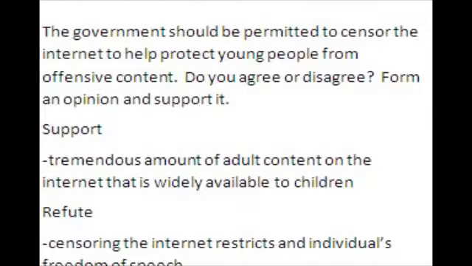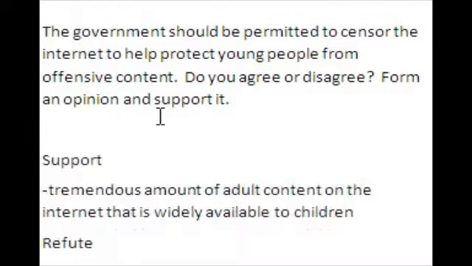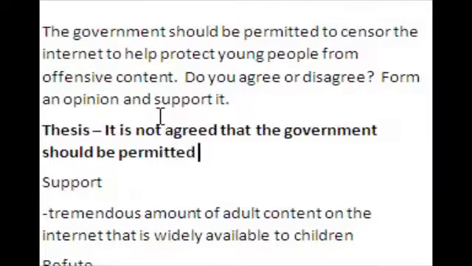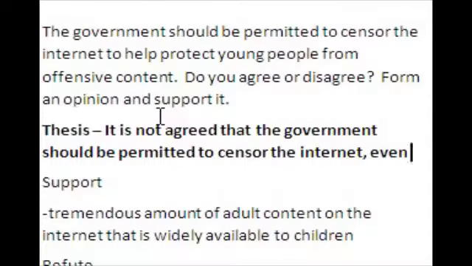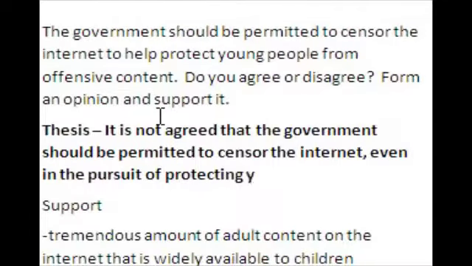So a thesis for this essay could be: it is not agreed that the government should be permitted to censor the internet, even in the pursuit of protecting young people from offensive content.